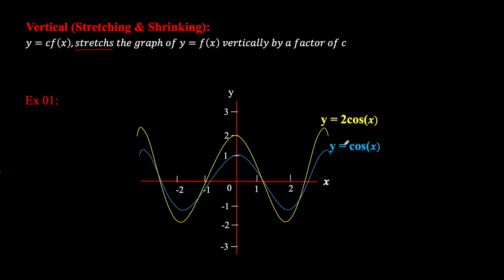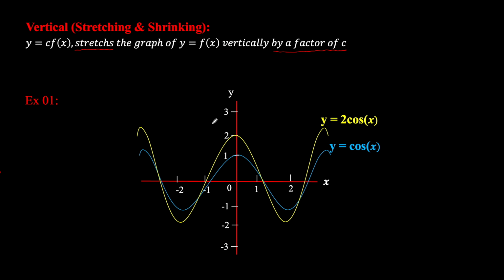Now, what if we multiply it by 2? So 2 is C in this case, okay? So 2 multiplied by cosine of x stretches, meaning we make it larger, but vertically, by a factor of C. So it is 2 and -2. Our curve moves between 2 and -2, like waves, and it continues to infinity, okay?